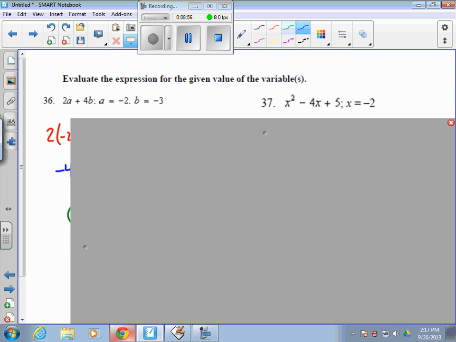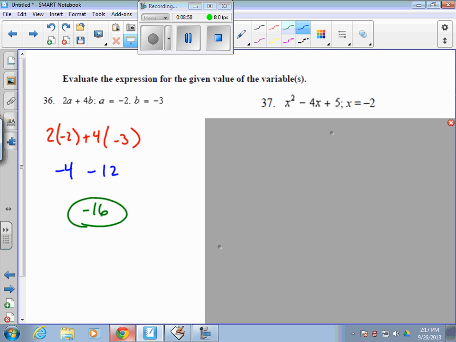36 says 2a plus 4b when a is negative 2 and b is negative 3. In place of a, we plug in negative 2. In place of b, we plug in negative 3. So 2 times negative 2 plus 4 times negative 3. 2 times negative 2 is negative 4. 4 times negative 3 is negative 12. Negative 4 minus 12 is negative 16.